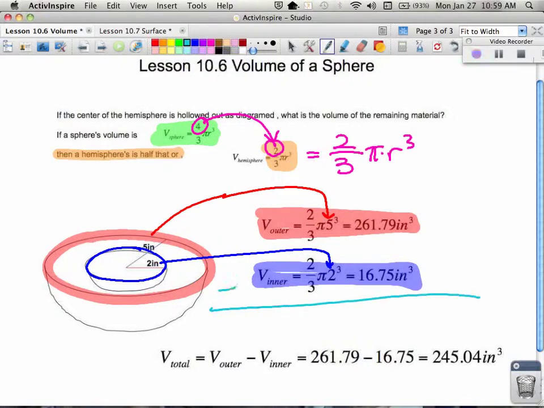So we subtract those two numbers off, and we get a result of 245.04. So again, we take the volume of the outer hemisphere, which was 261.79, we subtract off the volume of the inner hemisphere, which was 16.75, and we get our end result. Kind of the main idea here was finding the differences, and the fact that if a sphere has a volume of 4/3 pi r cubed, then a hemisphere has a volume of 2/3 pi r cubed.